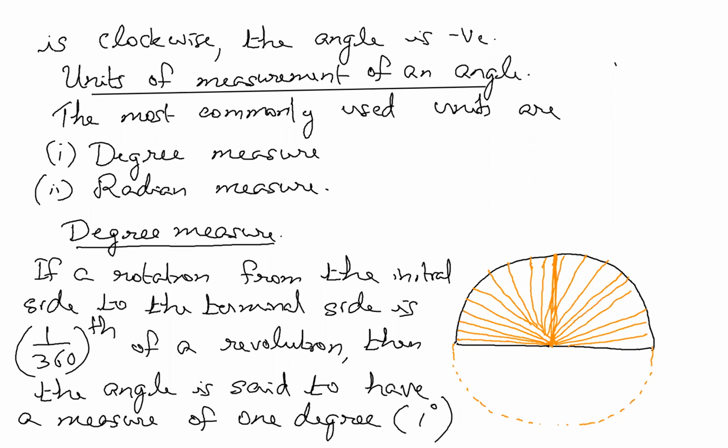So if a rotation from the initial side to the terminal side is 1 by 360th of a revolution, 1 by 360th means you take one complete circle and divide it into 360 equal parts and take one part. Then that one part is called 1 degree. So please write this definition.